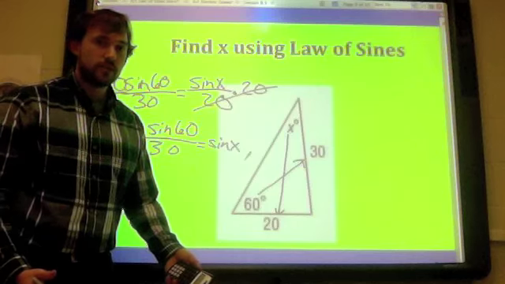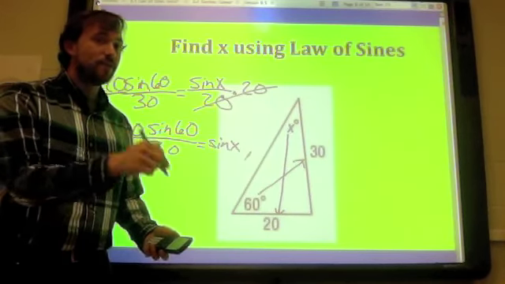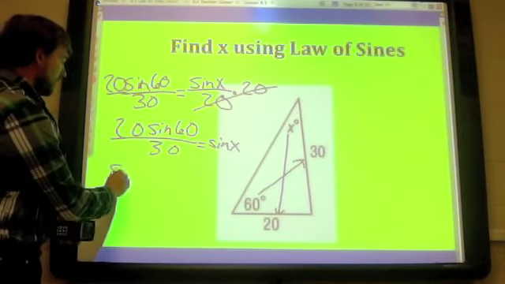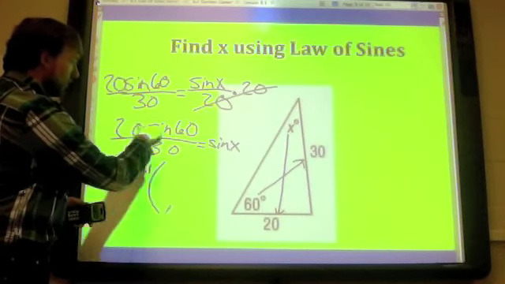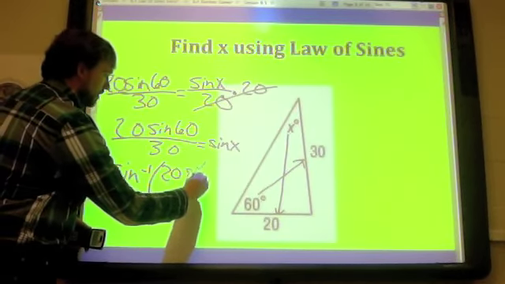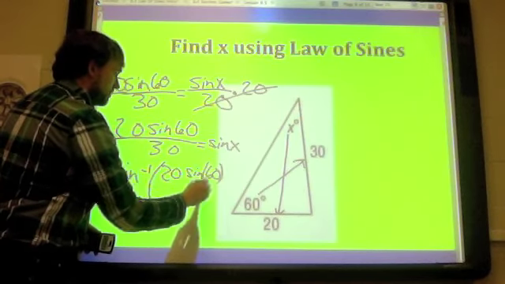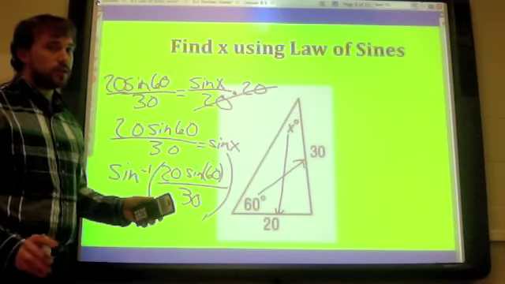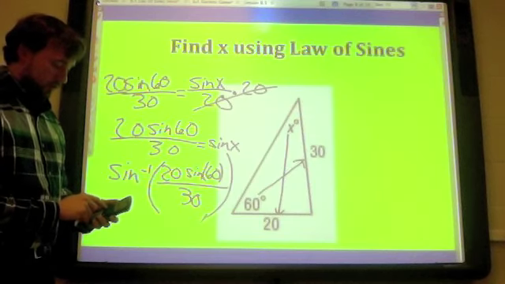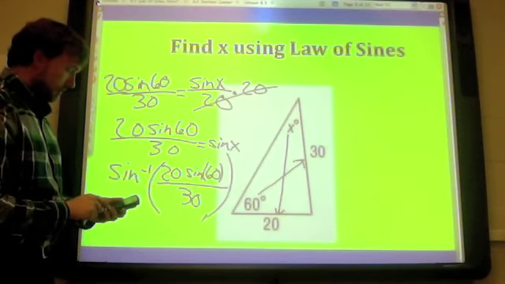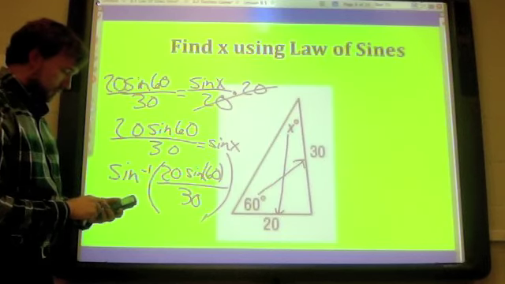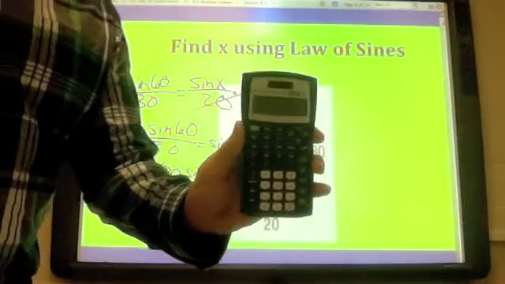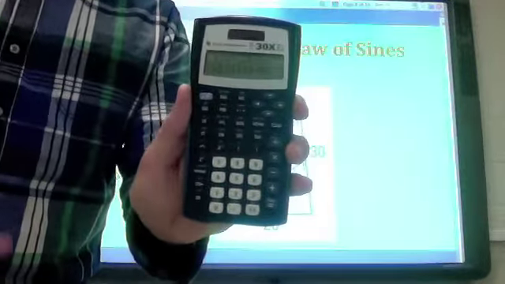What do we do if we have sine of x? We do the inverse. Remember, sine negative 1? Do the inverse of it. So we just say sine negative 1 of all this stuff. 20 sine 60 in parentheses divided by 30. Just like that. Don't change anything. So I go inverse sine, 20 sine 60 divided by 30. Just like that. Alright, you can't see all of it, but you get the gist.